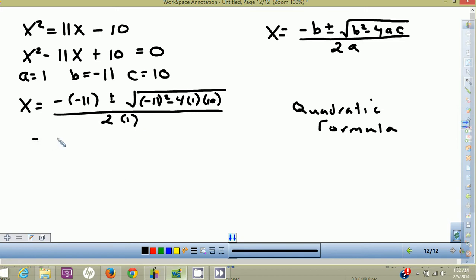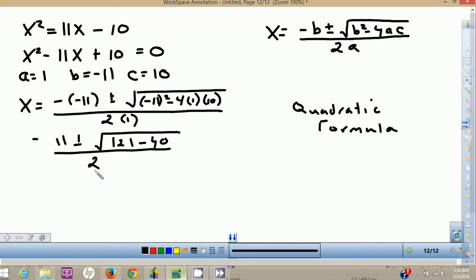So we get 11 plus or minus the square root of negative 11 squared. Notice that that whole term is being squared. It is negative 11 times negative 11. That gives us a positive 121, minus 4 times 1 times 10, 40, over 2. Notice the 2 is not under the radical, but it is underneath the fraction. And the 11 is on top of the fraction.